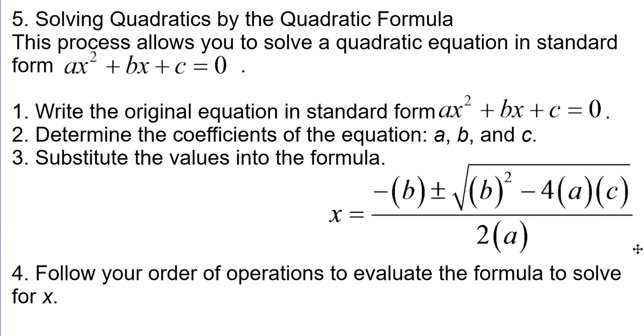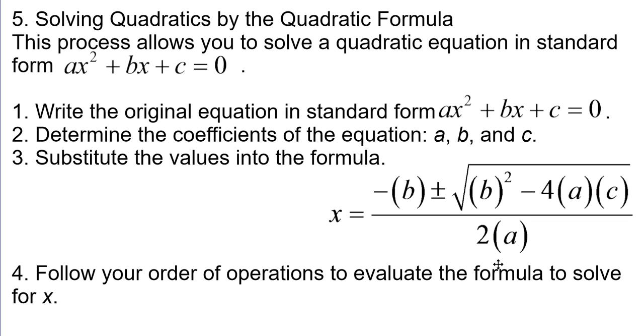Once you determine those coefficients, you're going to substitute them into your pattern, which says solving for the values of x comes from the opposite of b, plus or minus the square root of the quantity b squared minus 4 times a times c. Notice how all of that is being divided by the quantity of 2 times a. I would suggest trying to follow your order of operations to evaluate that formula to solve for x. I would not try typing all of that in a calculating device at once to see what the answer is. Do it in steps to guarantee that you're getting the correct result.